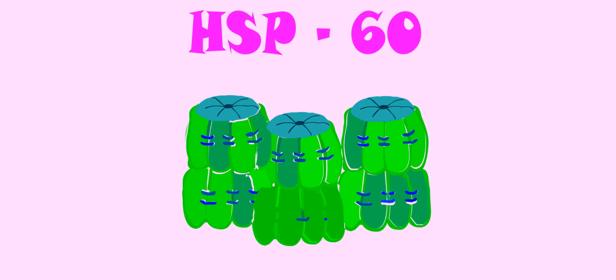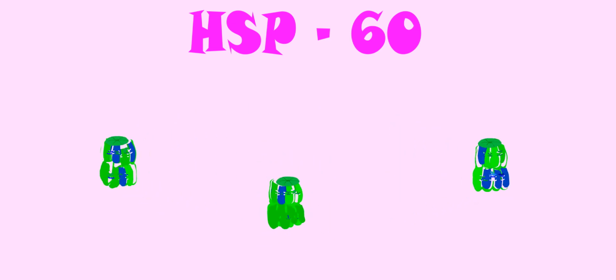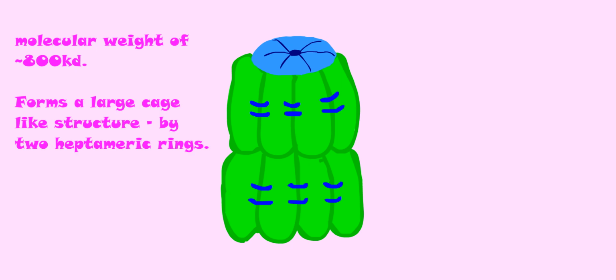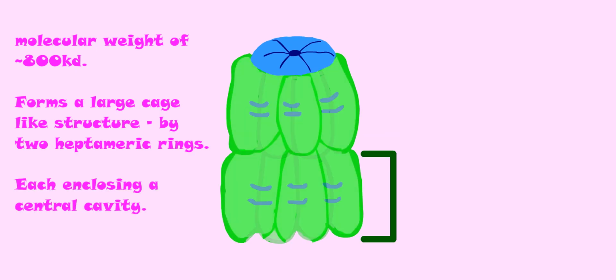They are the most conserved and ubiquitous class of molecular chaperone, present in the plastids, mitochondria, and cytoplasm of all eukaryotes and eubacteria. Chaperonins form oligomeric, high molecular weight complexes of approximately 800 kD. It forms a large cage-like structure formed by two heptameric rings, each enclosing a central cavity. The heptamer is made of similar subunits.